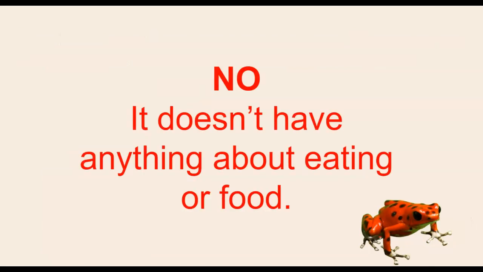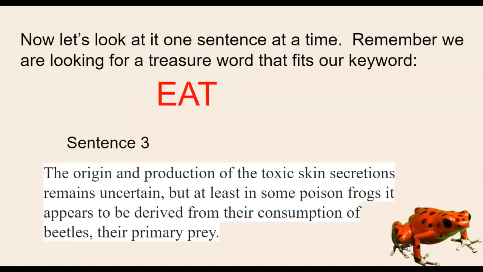Okay, once again, this one didn't have anything to do with eating food. Okay, let's try the next sentence. The origin or production of the toxic skin secretions remains uncertain, but at least in some poison frogs, it appears to be derived from their consumption of beetles, their primary prey. All right, does this have any treasure words? And yes or no? And if the answer is yes, what is the treasure word in here?